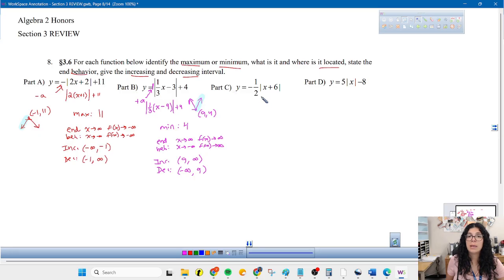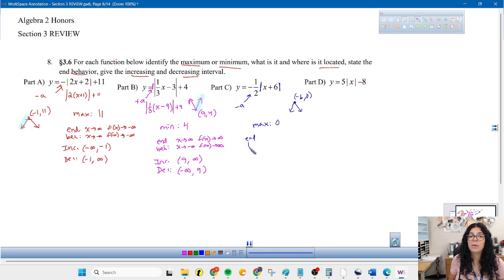Okay, for part C, notice that our A value here is a negative A value, so this will be facing down. The nice thing is inside of this absolute value, I do not have to factor out any coefficient for x, so automatically I see that the vertex is -6, 0. And I can go in and answer all my key features. So this is going to be a maximum at that y value of the vertex, 0.